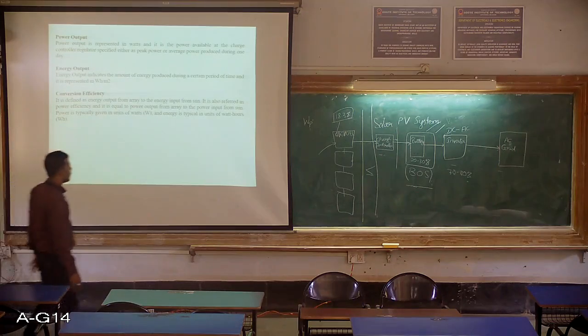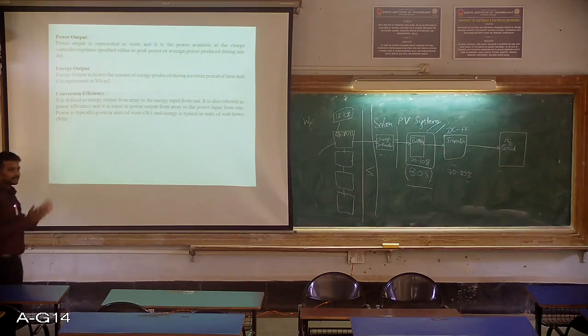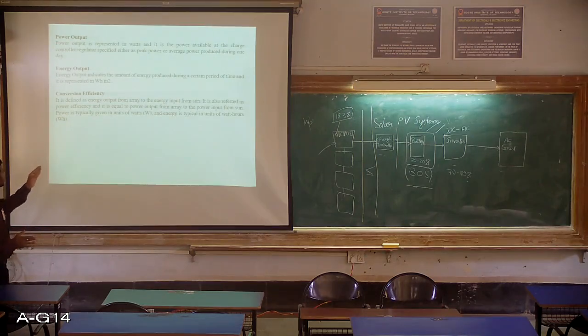It means how much efficiency that solar array is having. The input is the sun, meaning how much sunshine or irradiation we get from the sun, and the output is how much we are going to get from the arrays. That percentage we call the conversion efficiency, also referred to as the power efficiency, and it is equal to the power output from the array to the power input from the sun. Typically it has a unit of watt, and the typical unit of energy is watt hours.